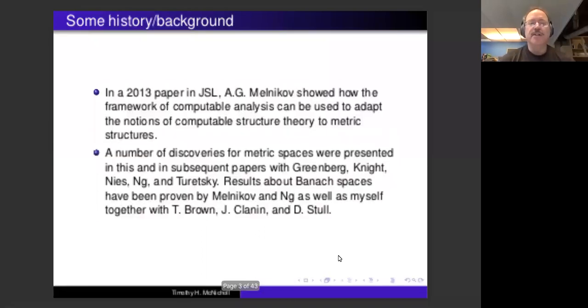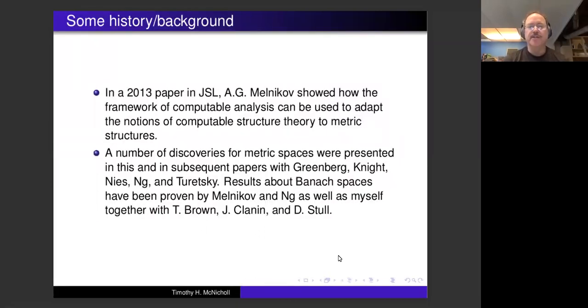Sasha McNicholl in 2013 suggested how we can start getting beyond the countable and up to the uncountable, at least at the level of separable structures. It's a simple idea. We take some of the framework of computable analysis and merge it with the framework of computable structure theory, and now we can start to do computable structure theory on things like Banach spaces, metric spaces, Banach lattices, and metric structures in general.